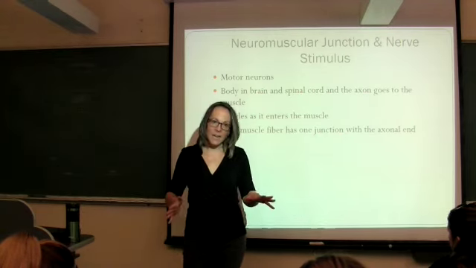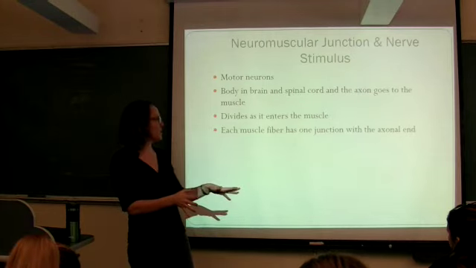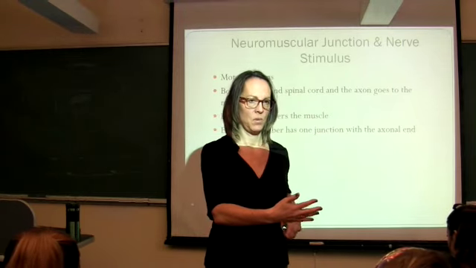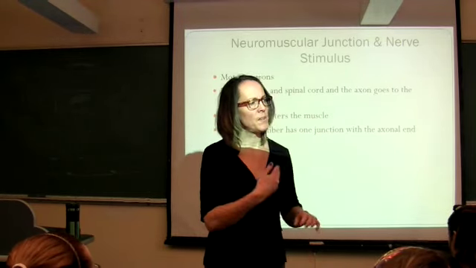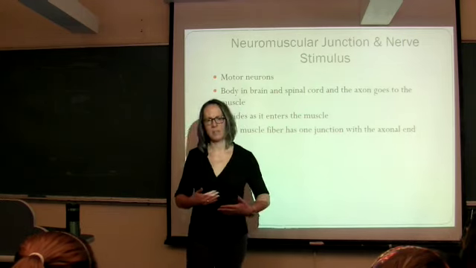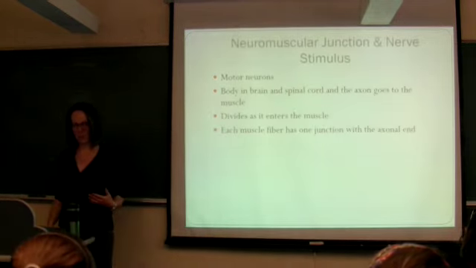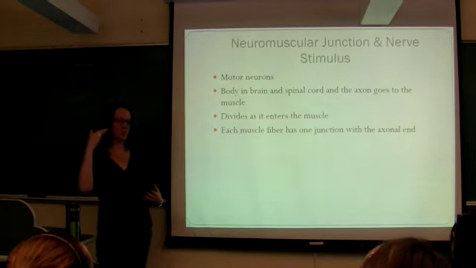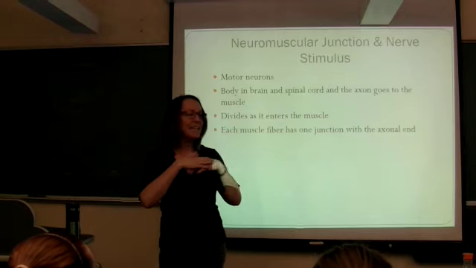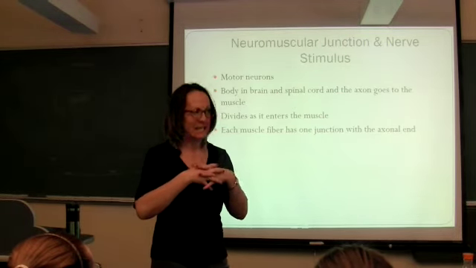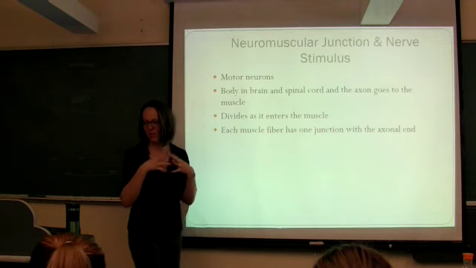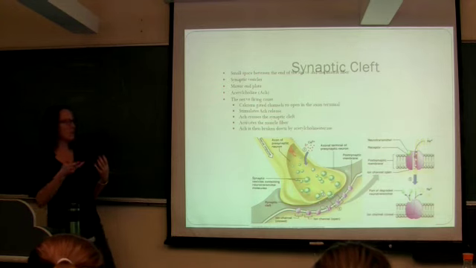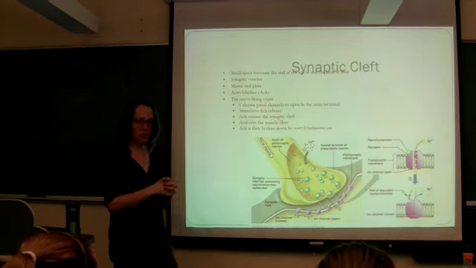That nerve then will divide as it enters the muscle. Each muscle fiber will have one junction with the end of that axon. Do you remember what that space is called, where the axon talks to the muscle? It's called the neuromuscular junction because it's where the nerve talks to the muscle, but the specific name for that space is a synapse. Yes, synapse. The entire thing is a synaptic cleft. This space is a synaptic cleft. So does this look familiar?